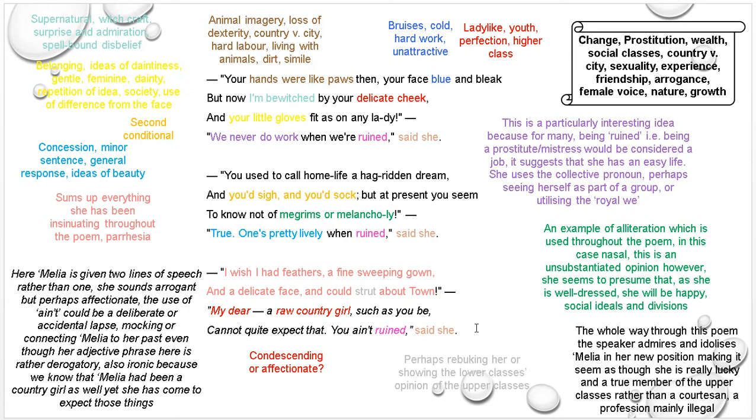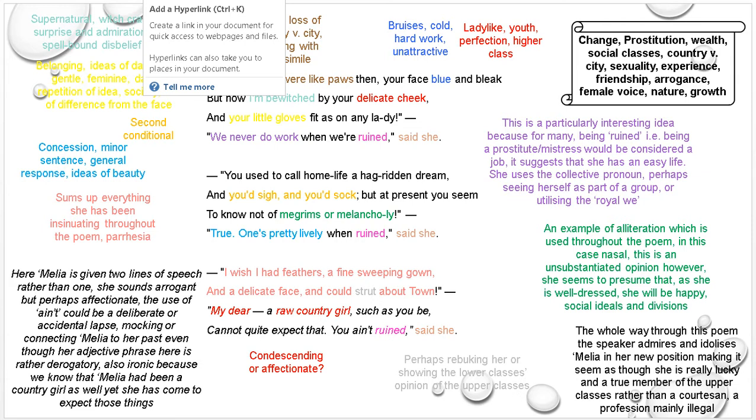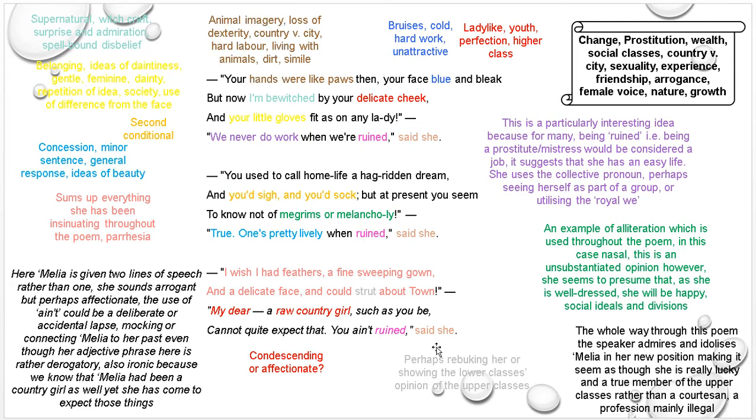"Cannot quite expect that, you ain't ruined," said she. And you've got multiple interpretations about why she uses the verb "ain't". Is it a slip up, a link to her dialectal slang? Is she mocking? Is it revealing her origins, showing connection? And what's really interesting ultimately is that she says you can't expect it when clearly she was a raw country girl, and this is now her reality.